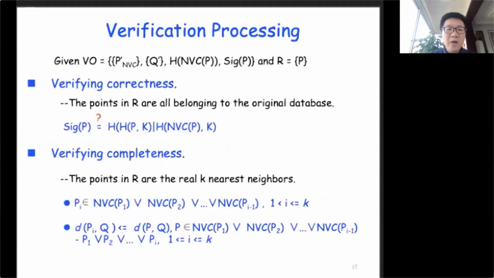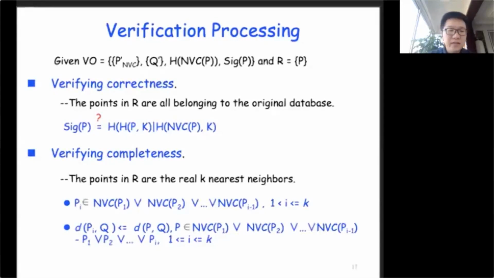The user now has the verification object and the result. The verification process involves two parts. The one is correctness. Correctness means the points in the result set all belong to the original database. Here, we adopt the hash signature to achieve this. If the newly computed signature matches the signature from the verification object, we say the correctness is satisfied.